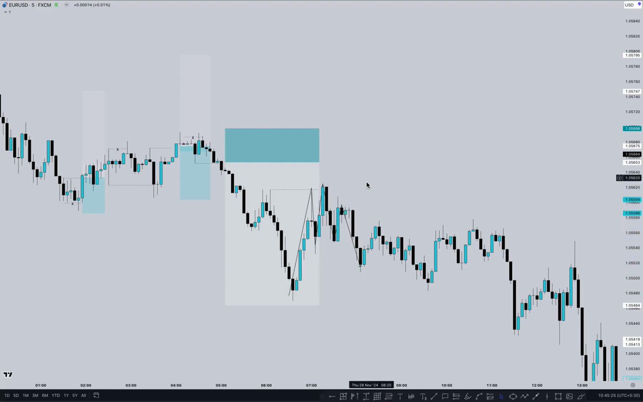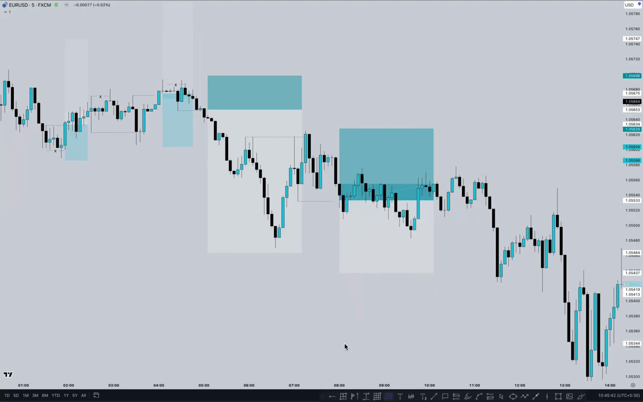So if it breaks this one, we can take entry here for the sell side. Look at this one right here. So we can take entry here after price closes below it, at this point right here. And this is our entry, and this is our stop loss, and the target is based on the Fibonacci tool.